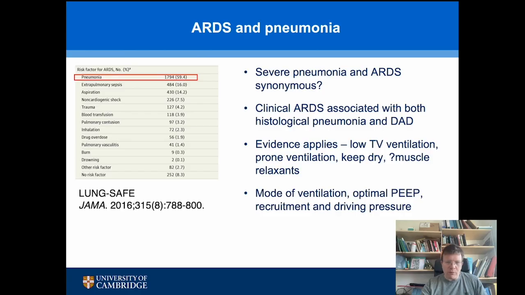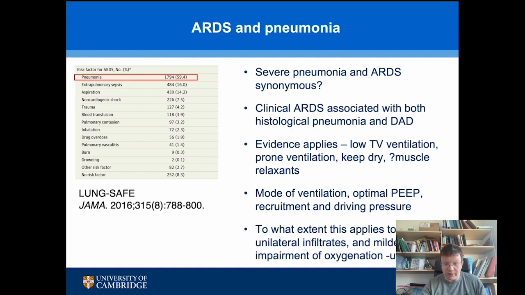In terms of optimal mode of ventilation, how to set optimal PEEP, the use of recruitment manoeuvres, and driving pressure as a way to titrate mechanical ventilation, the evidence here in ARDS is uncertain, and similarly, so it is in pneumonia. An interesting question is to what extent the data from the ARDS literature, where patients are defined by bilateral infiltrates, applies to patients with unilateral infiltrates.